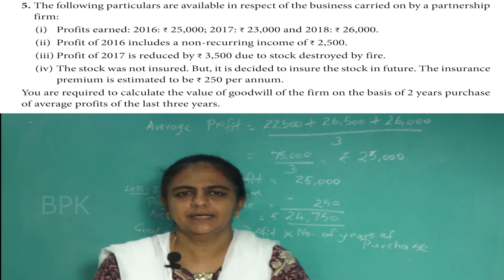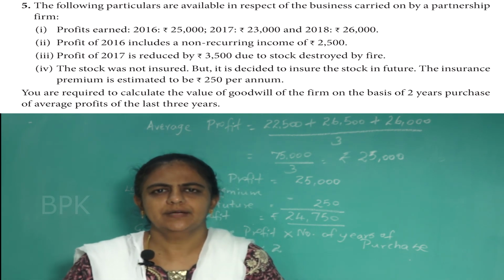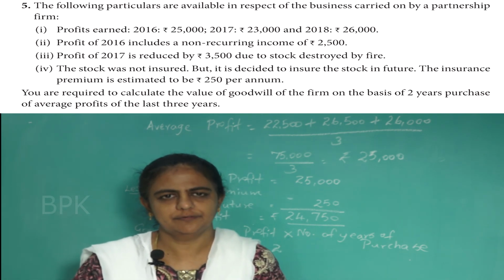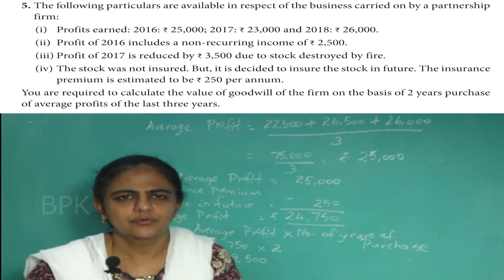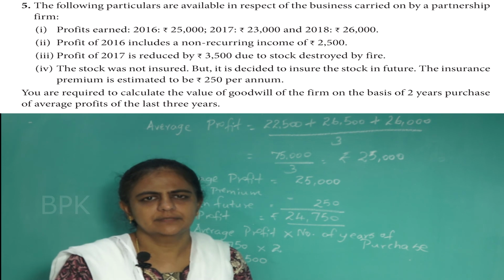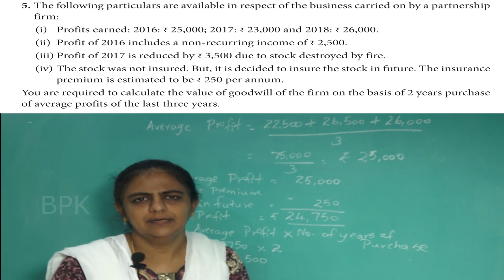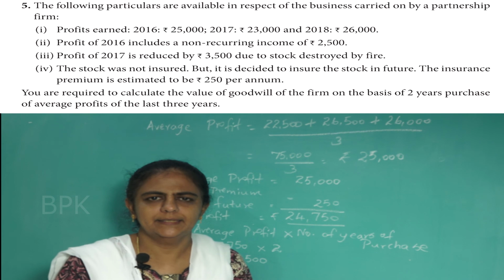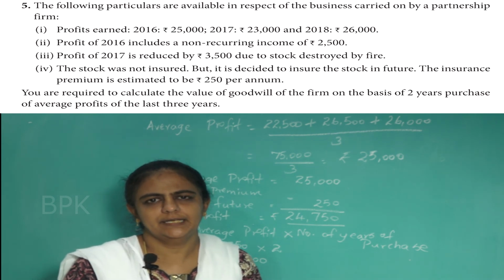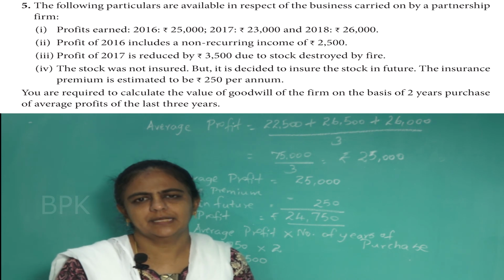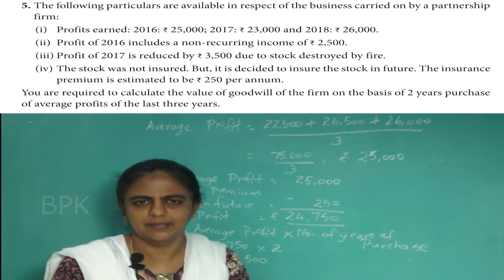Hope you understood, children. What you have to do? First you have to calculate the adjusted profit, make the expenses or income to be added and deducted, that you do first. Find the adjusted profit, and then any other expenses to be paid in future, that also you subtract, find the average profit. After calculating average profit, calculate goodwill.